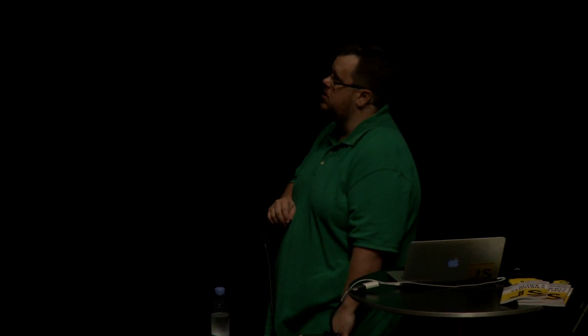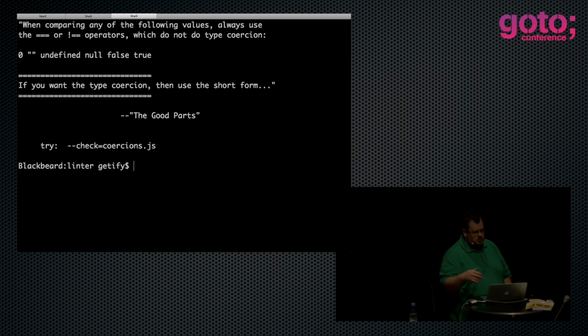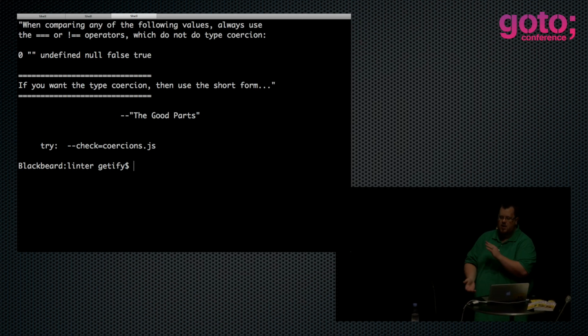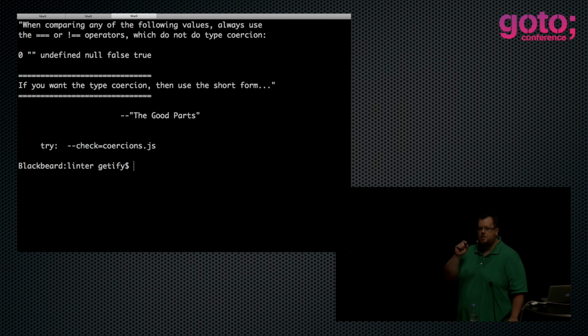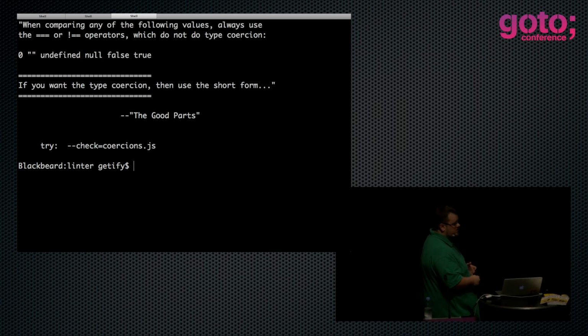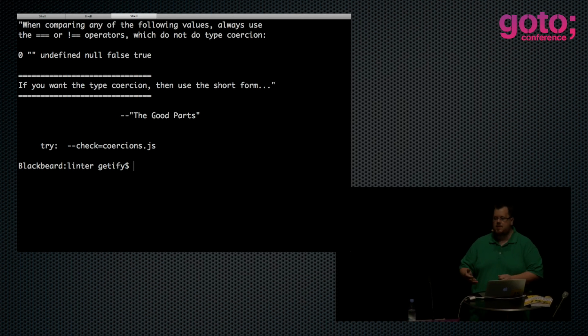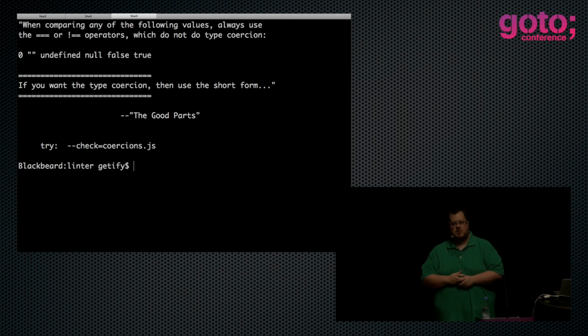Because if you go and look at his book, which I will use a quote from, he says, blah, blah, blah, when comparing any of these following values, always use the triple equals, right? But it's that part that I've highlighted there. If you want the type coercion, then use the short form. Right there in the Bible for JavaScript, that everybody has taken as their religion for how to understand what JavaScript does, Doug Crockford himself endorses the idea that if you want type coercion, then the double equals form of that operator, the shortened form of those operators, is the appropriate mechanism to use.